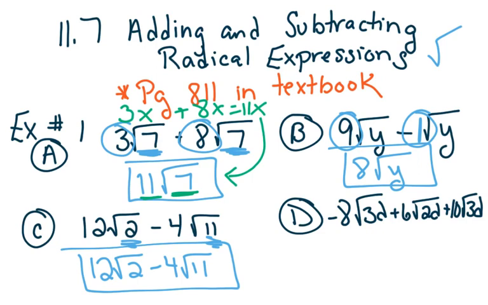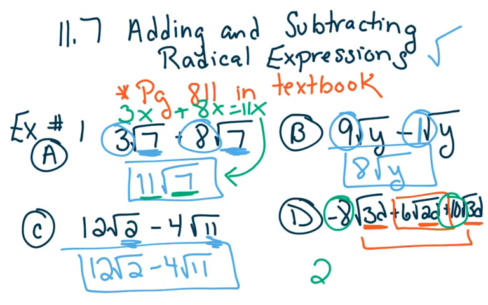All right, D. Now, what we need to be careful on with D is there's, first of all, 3 things that we're looking at in here, okay? And I am noticing I have a 3d underneath, a 2d underneath, and a 3d underneath. So this 2d is not like the other one. So we know that this part right here can't be combined with the other 2 pieces. But this negative 8 square root of 3d and the plus 10 square root of 3d, these 2 pieces can go together. So I'm looking at negative 8 plus 10. Well, that will give me 2. And again, the radical piece stays the same, 3d. And then since this 6 square root of 2d couldn't be combined, you just put it at the end, plus 6 square root of 2d.